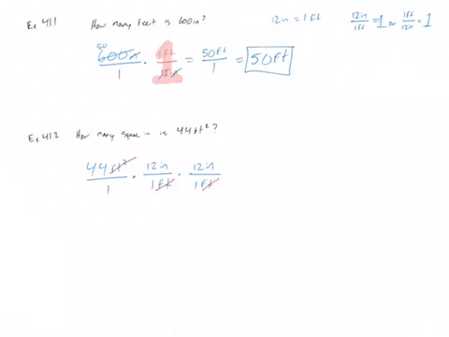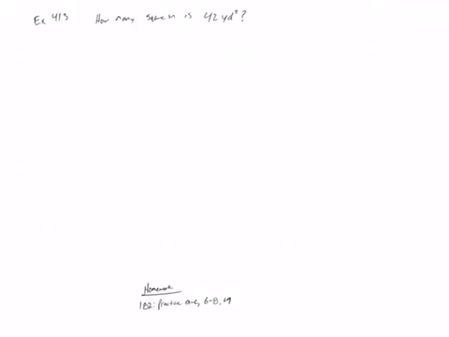And then all I need to multiply is this 44 times 12 times 12. So 44 times 12 times 12, inches times inches gives me inches squared, which is what I'm wanting. So just to multiply those, and you get 6,336 inches squared. So that's how many square inches are in 44 square feet.